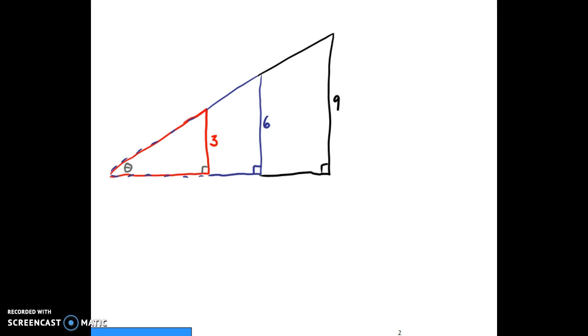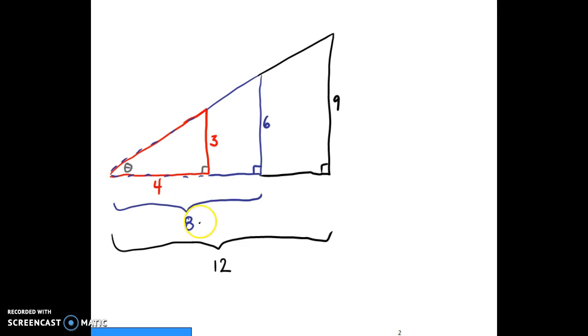If the opposite sides are as shown, 3 for the red, 6 units for the blue, 9 for black, and suppose the adjacent side for the red triangle is 4, then I know, if these triangles are similar, the adjacent sides for the blue and the black. Adjacent side for blue is 8, adjacent side for black is 12.